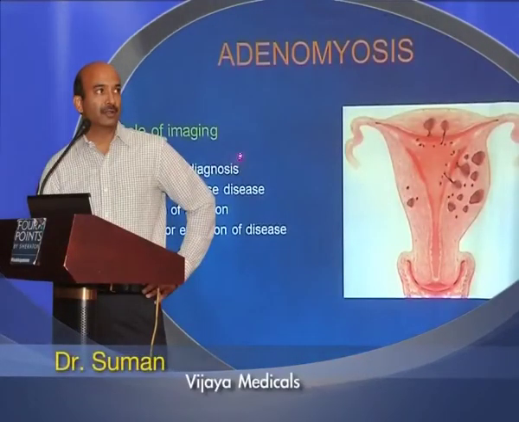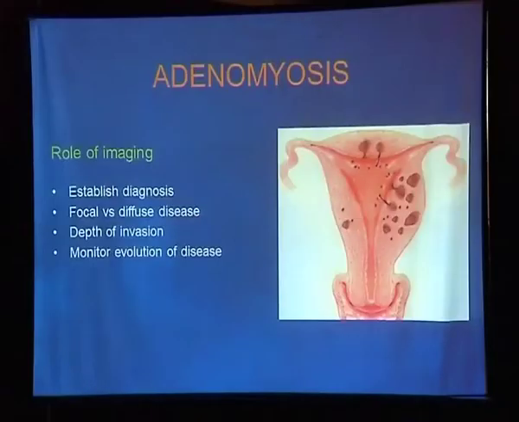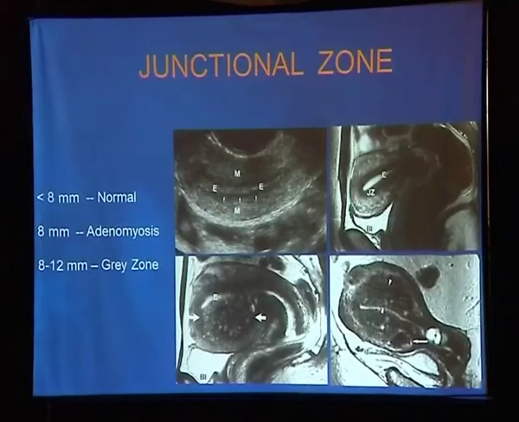So the role of imaging here is not only to establish the diagnosis, we can also say whether it's a focal or a diffuse disease, and we can also see the depth of invasion of the adenomyosis and also monitor the disease once you start a medical treatment or other modality of treatments. So I've already told you about the junctional zone. The normal is, we have to remember, less than 8 millimeters; more than 12 millimeters is adenomyotic.